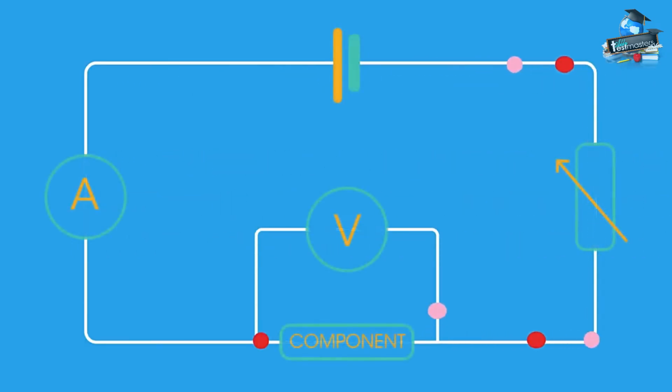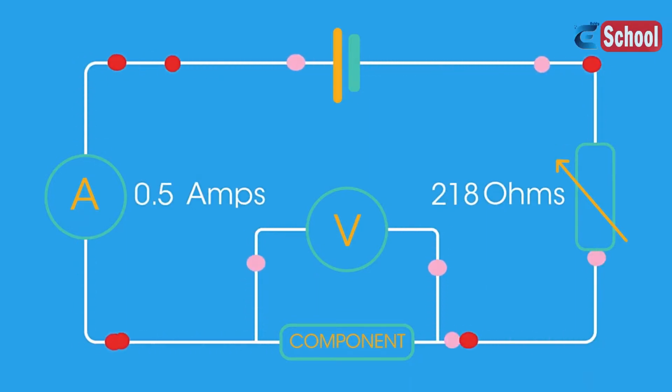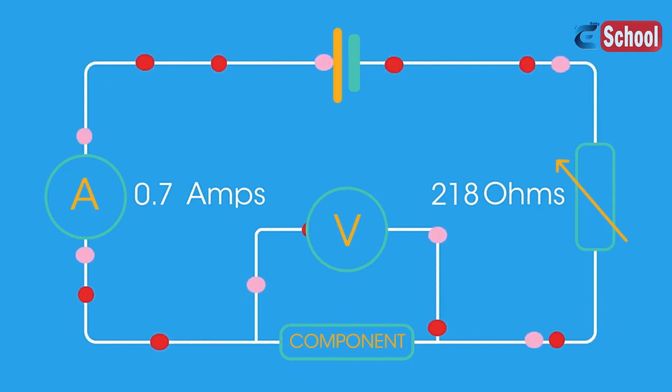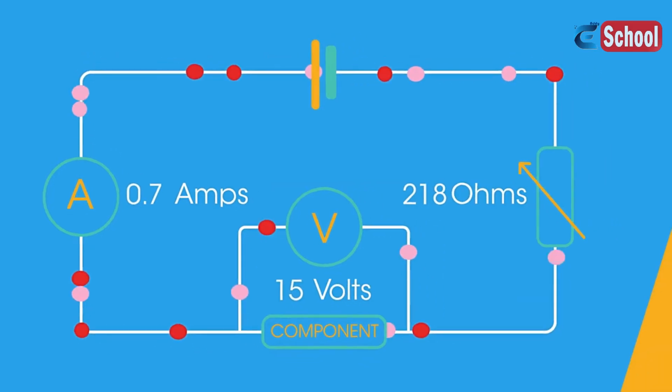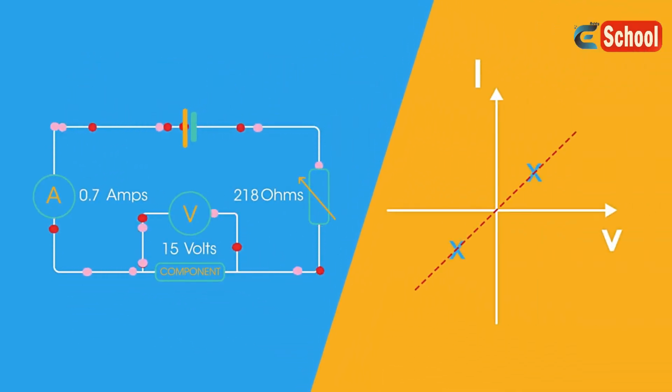This apparatus can be used to deduce the IV characteristic of a component. By changing the resistance of the variable resistor, you can change the current in the circuit measured by the ammeter A, and then the voltage across the component can be measured using the voltmeter V. The values obtained for a range of values for I and V can then be plotted.